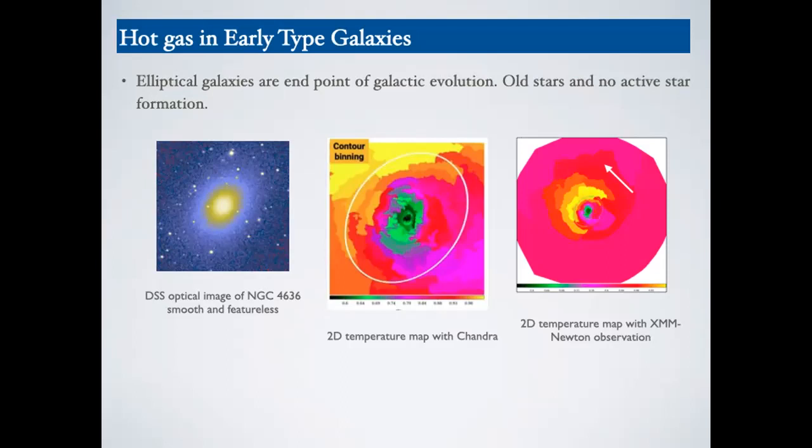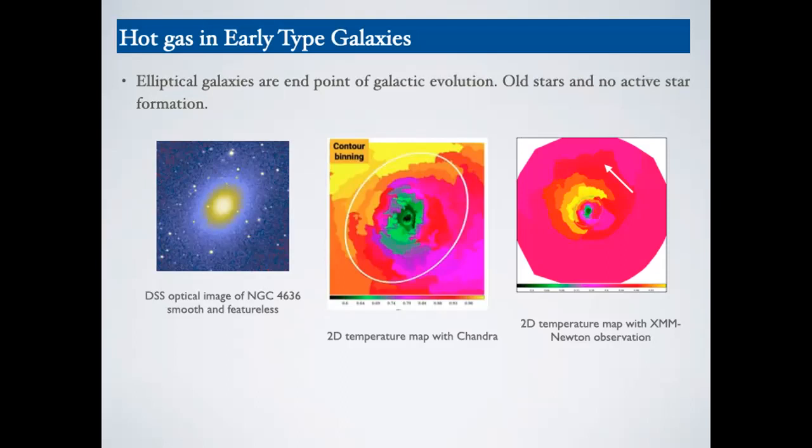This is an optical image of NGC 4636. This is the same galaxy that I showed in the first slide. If you look at its optical image, it looks smooth and featureless, which means that it does not have any spiral arms like you see in the Milky Way. You don't see any dust lanes in this optical image. However, Chandra is an X-ray observatory with the highest spatial resolution. So if you focus somewhere close to its center, this is what you see. You see a lower temperature at the center, surrounded by a slightly higher temperature region surrounding this lower temperature.